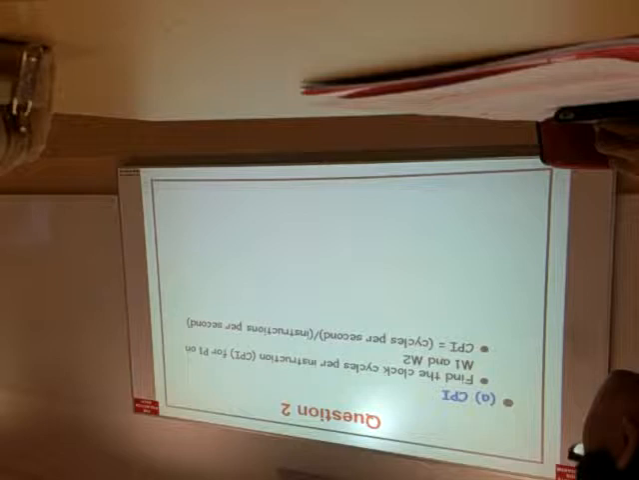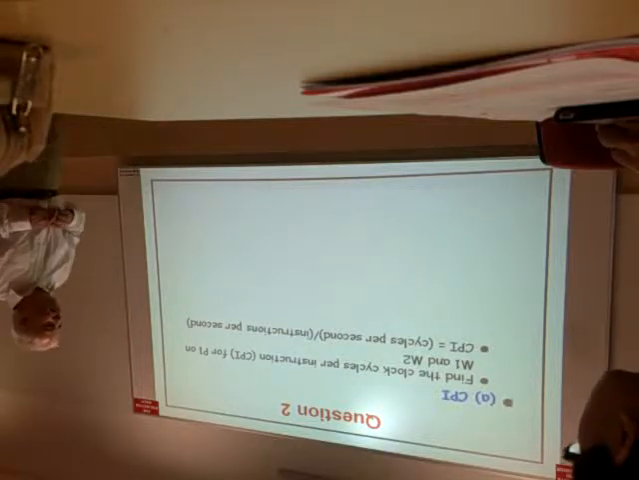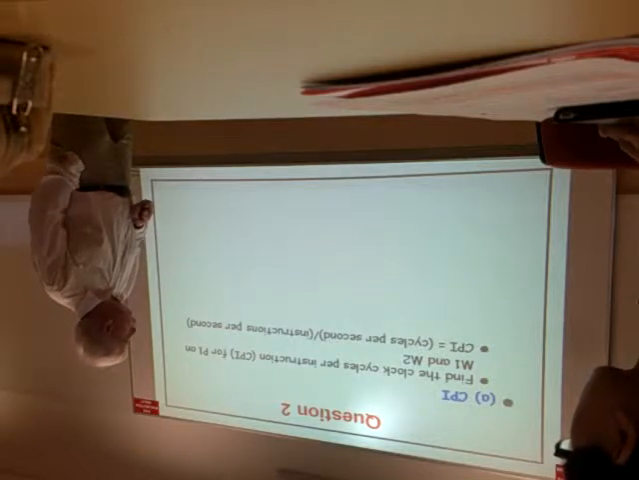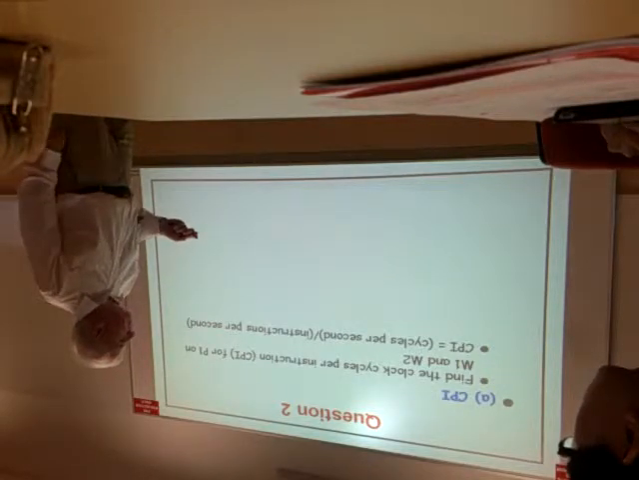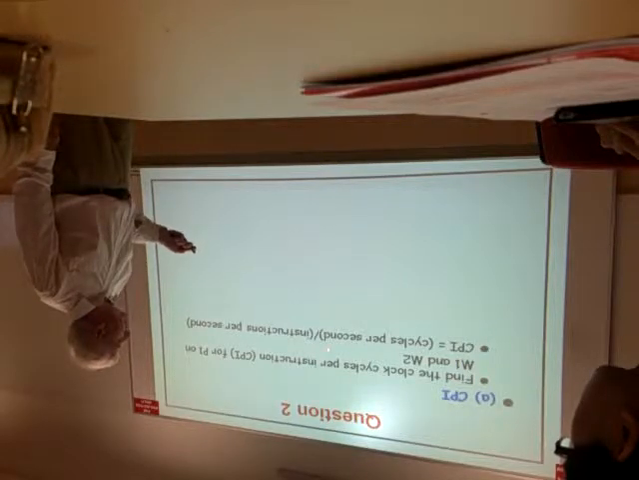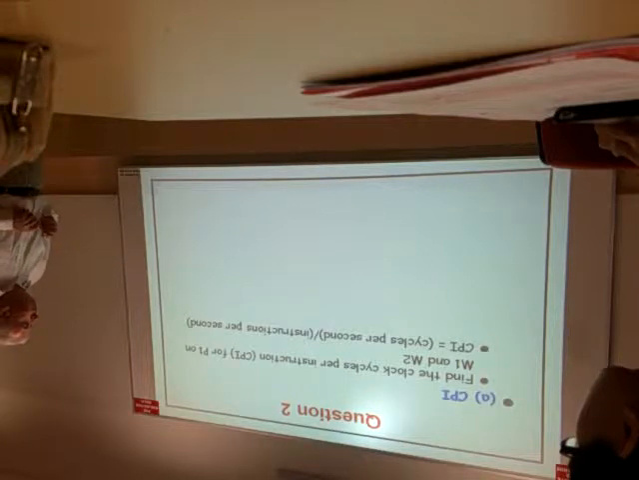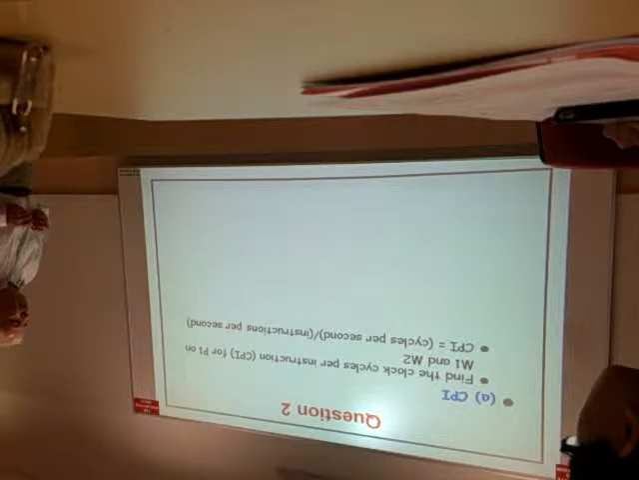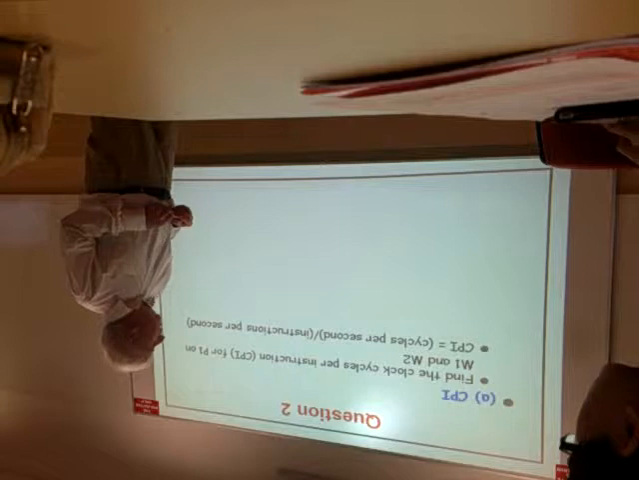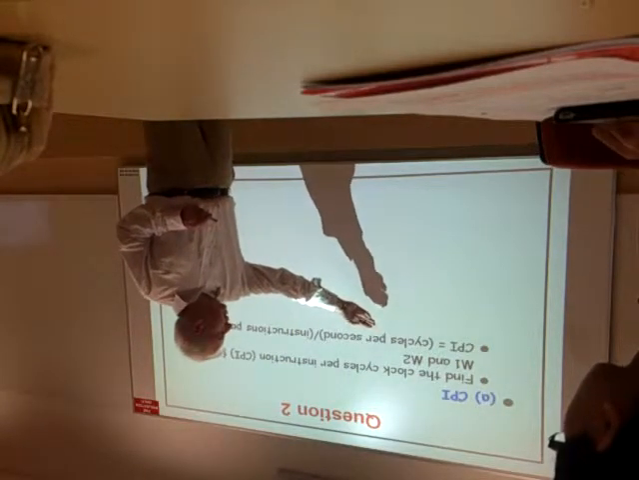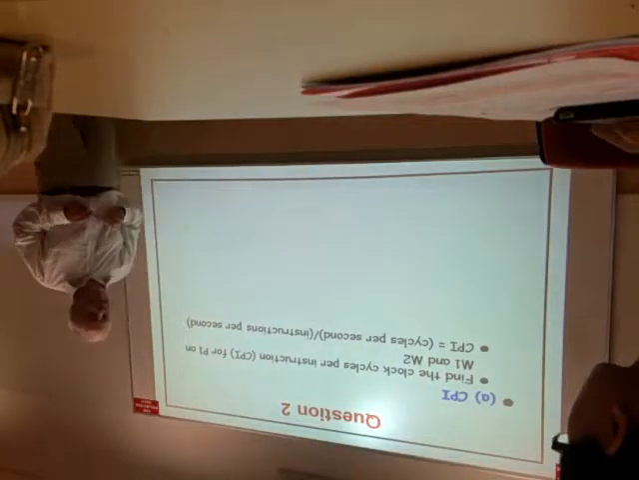Okay, so again I'll leave the information on the displays around the edge. In part A of the question, we're told that we want to find the clock cycles per instruction, or CPI, for program P1 on machines M1 and M2. In this case we're going to use CPI as cycles per second over instructions per second.